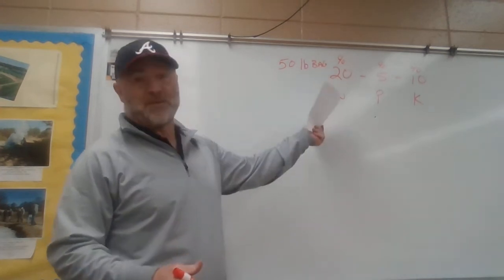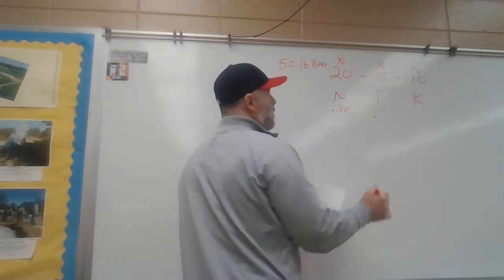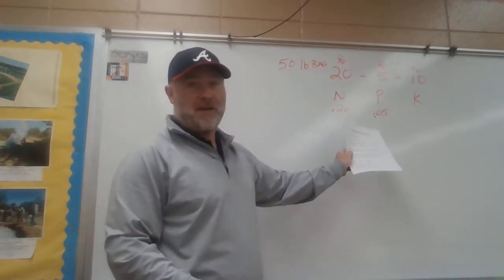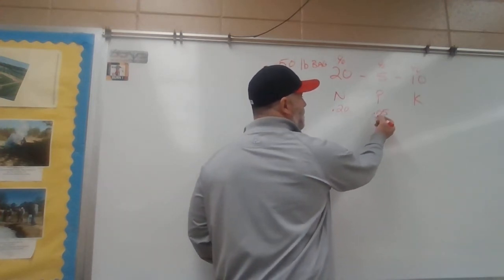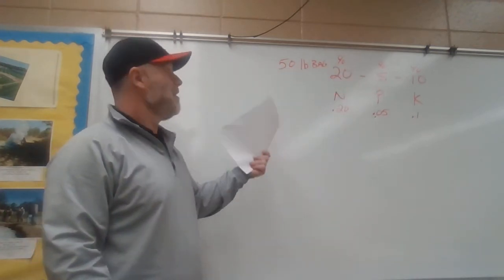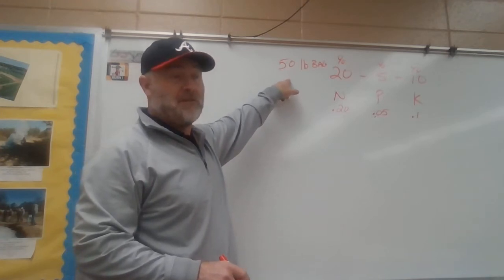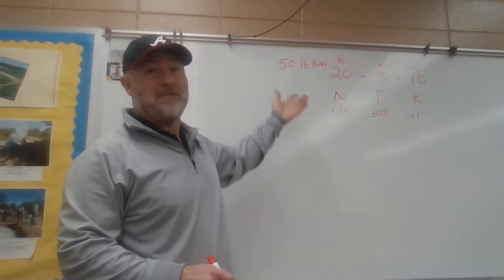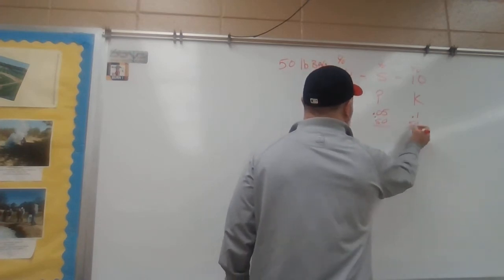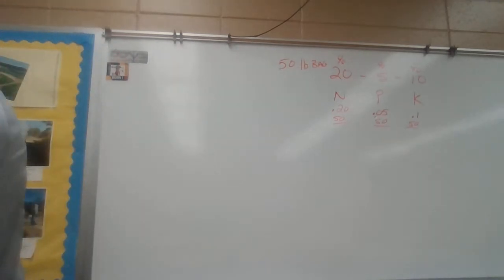Because these are percentages, we're going to turn this into a decimal. And it works for all your elements. Why would it be 0.05? Because you're moving the decimal place two spots. Then the next step is to multiply that number by whatever poundage your bag is. So if it's a 30-pound bag, you would do 30, 40-pound bag, 40. In this case, it's a 50-pound bag. Do the math, which I have not done. Help me out.